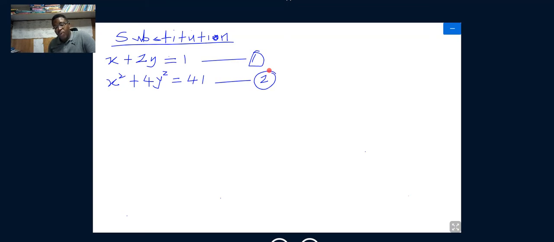I need to take one equation and set it such that one variable becomes the subject of the equation. I decide to transform equation 1. x will be equal to 1 subtract 2y. And then I call this equation 3.